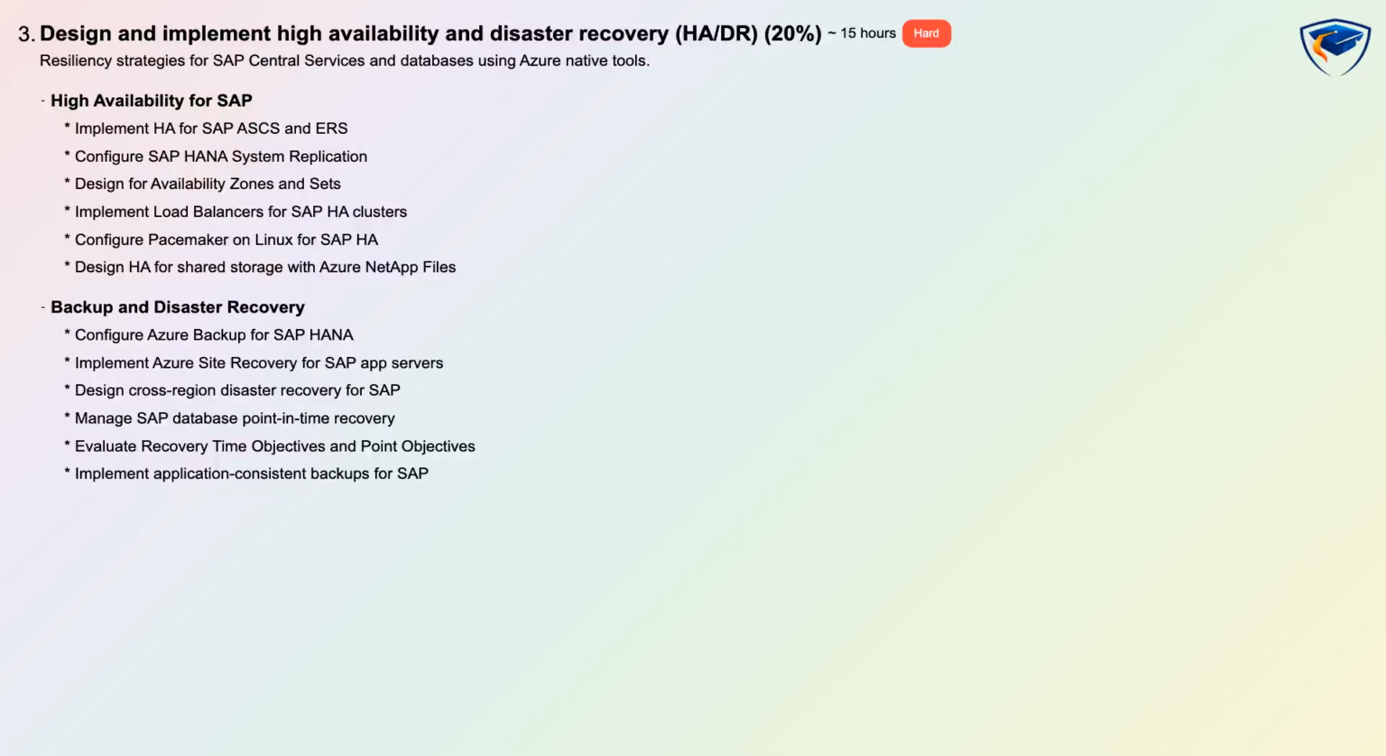In the second domain, Optimize Azure Resources for SAP Workloads, you'll learn about optimizing cost, performance, and monitoring for existing SAP environments on Azure. This includes calculating SAPs for target Azure virtual machines, identifying memory requirements for SAP HANA, determining disk throughput and IOPS requirements, and using SAP QuickSizer for resource estimation.